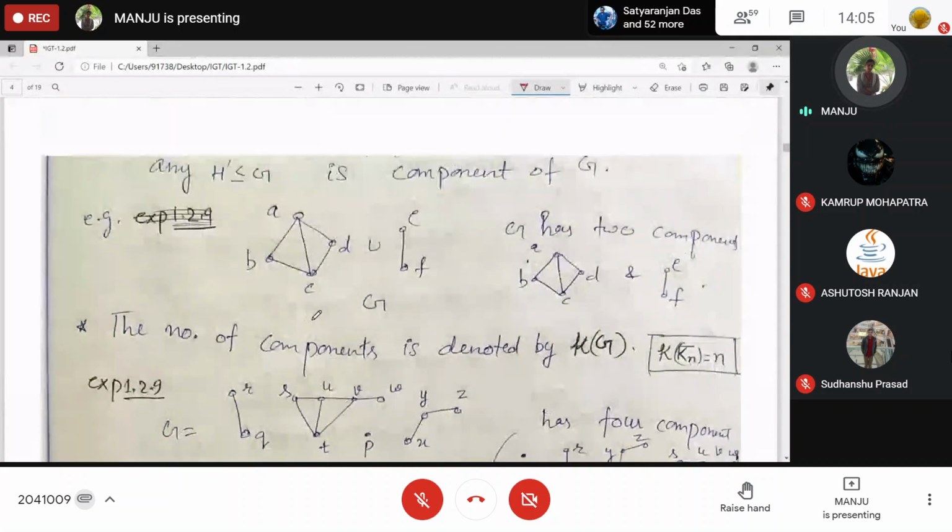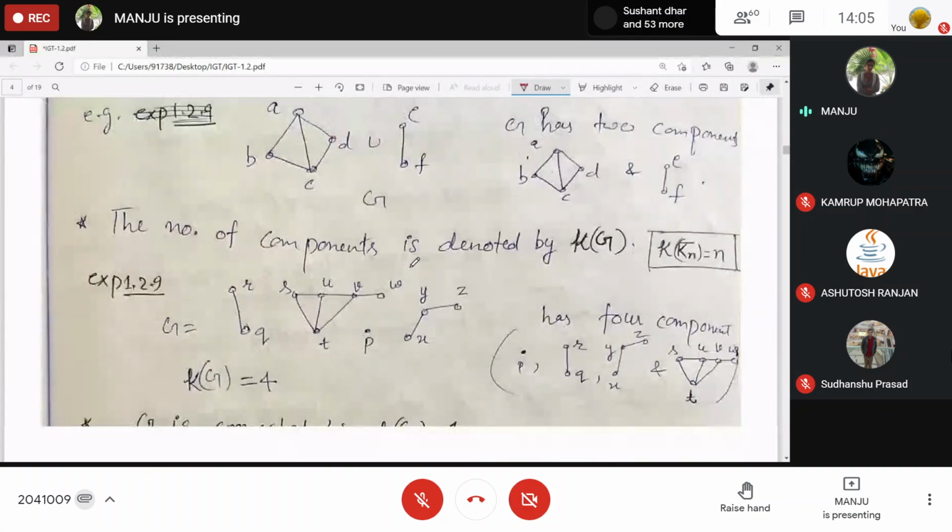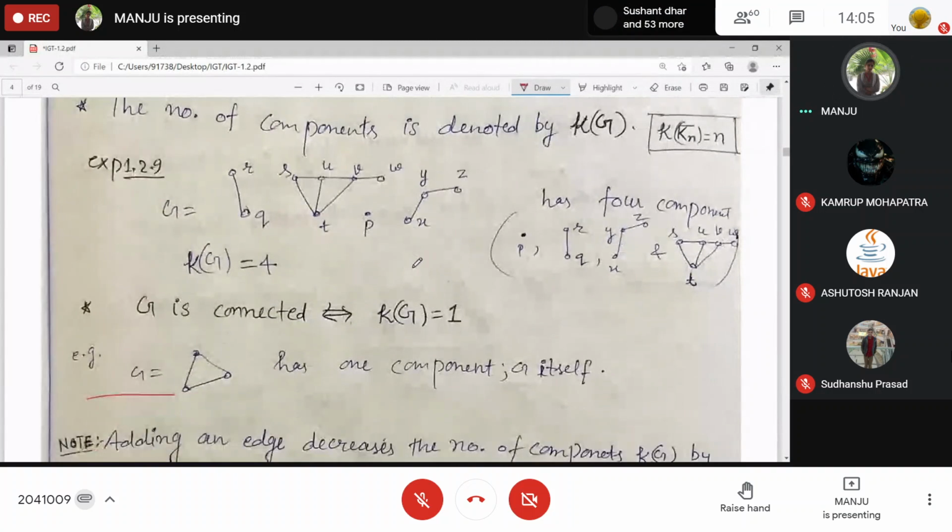So we have discussed component. Component is a maximal connected subgraph. We take the connected subgraph and the largest part. You cannot take, for example, in this one, this C3; you cannot say this is a component. The largest part, the maximal part, is not a subgraph of any other subgraph of G.